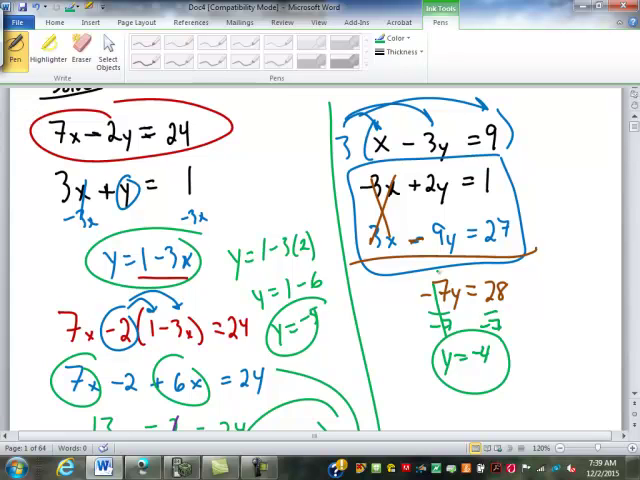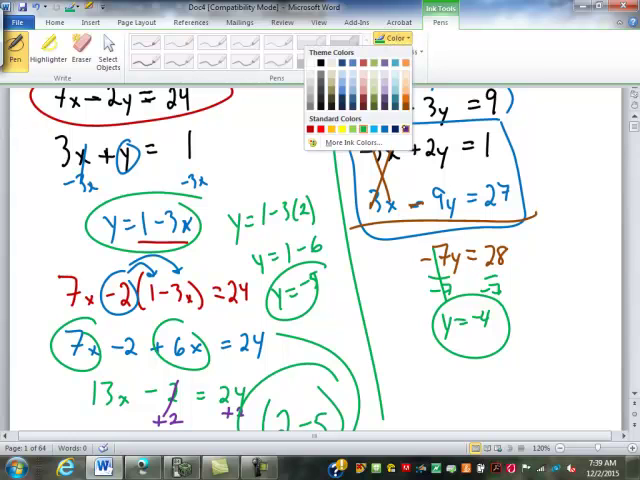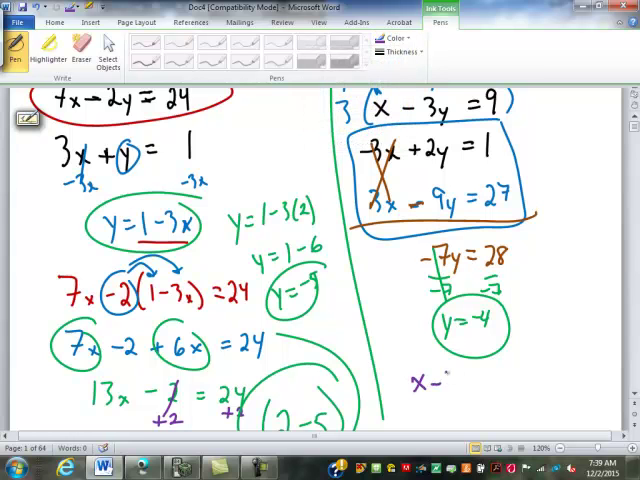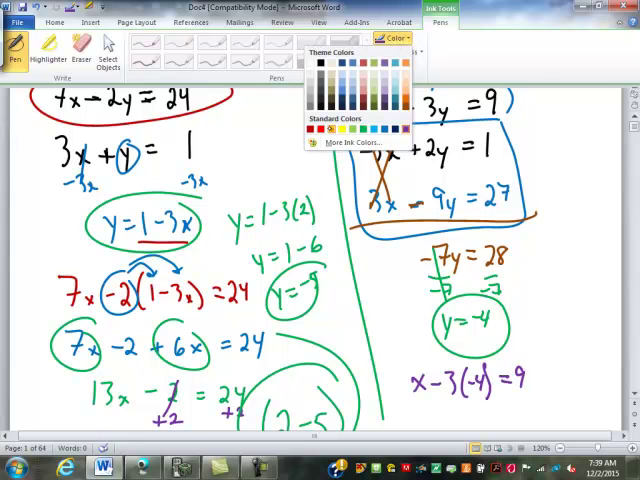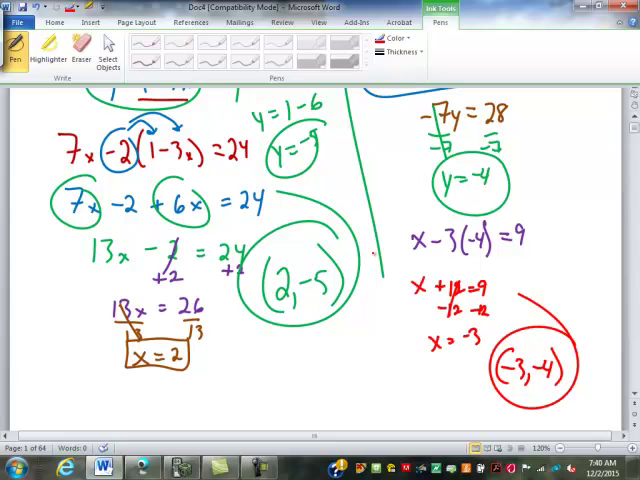I can go back to either of the original equations. I'm going to use that top one. So I'm going to use x minus 3y, well, for y, I'm going to put in negative 4, equals 9. I've got negative 3 times negative 4 is a positive 12, equals 9. Subtract 12. X is negative 3. So that is negative 3, negative 4. Anybody have that one done? Did you get that? Cool.